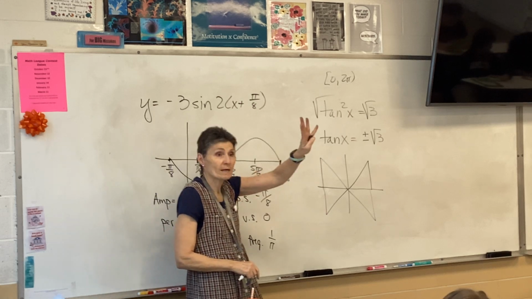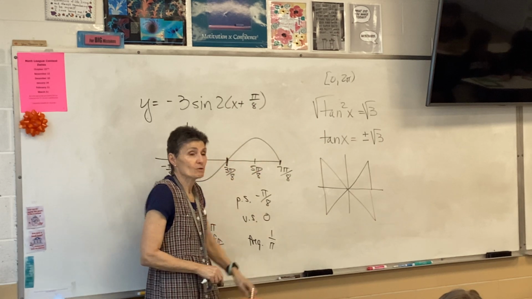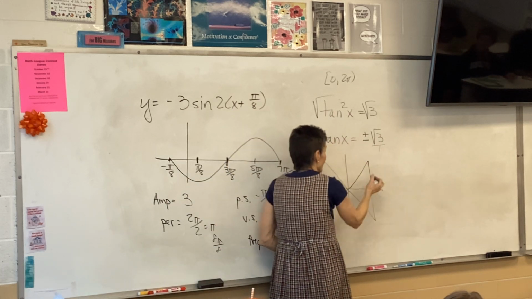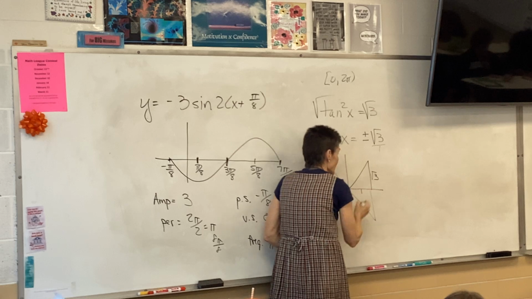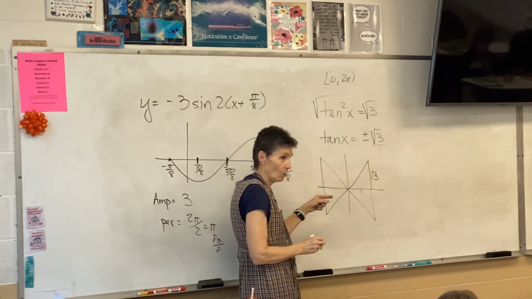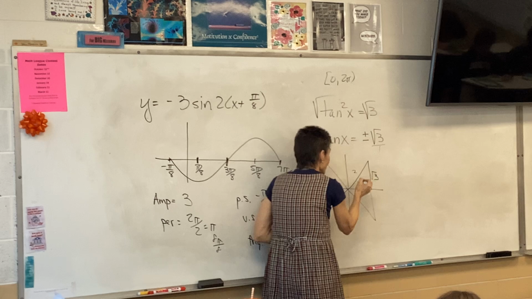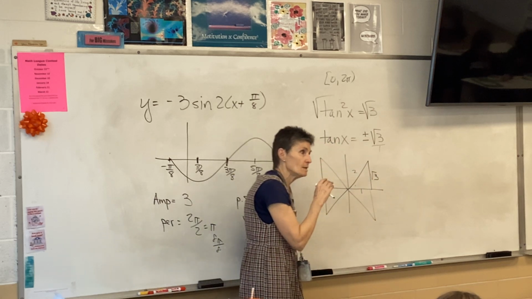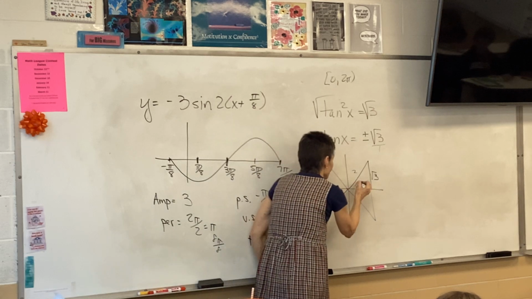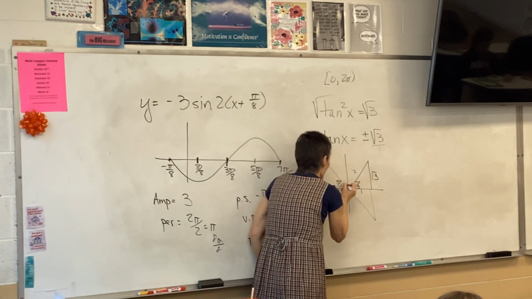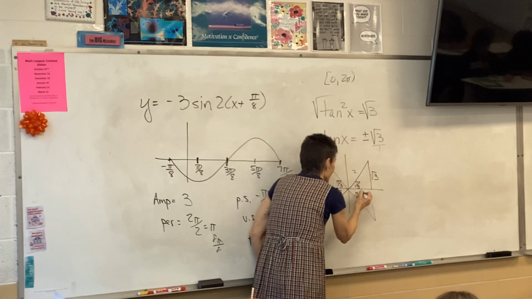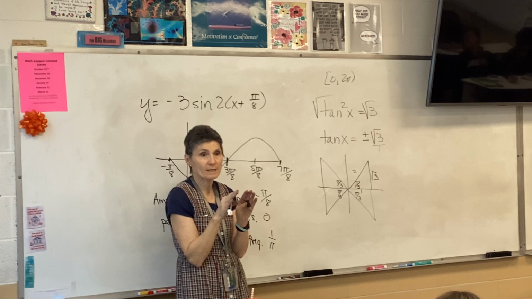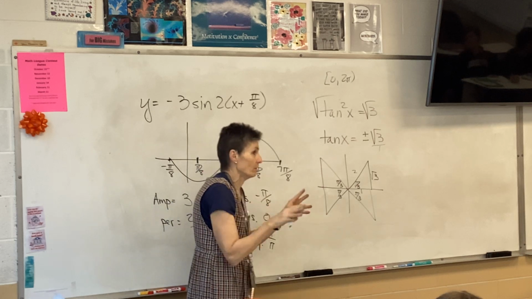So this problem's gonna have 4 answers. Now here's the good news. If the tangent, opposite over adjacent, is root 3 over 1, then how big is my angle right here? 60. 60, but I'm in radians, so pi over 3. All of these triangles are exactly the same. So once you figure out that's pi over 3, it's pi over 3 for all of them.